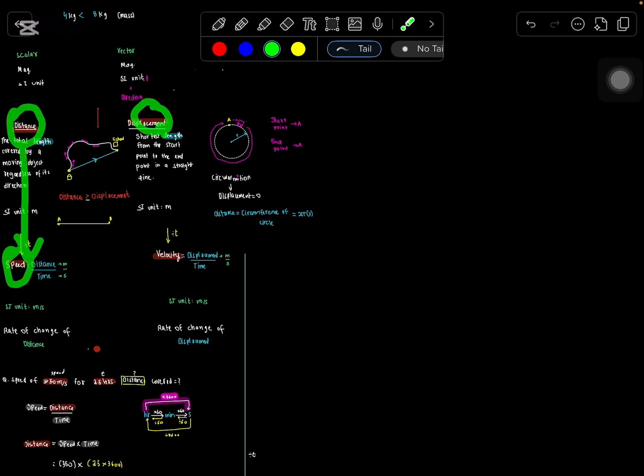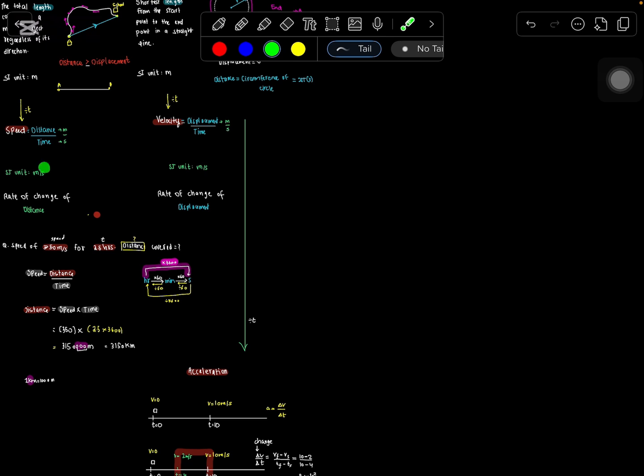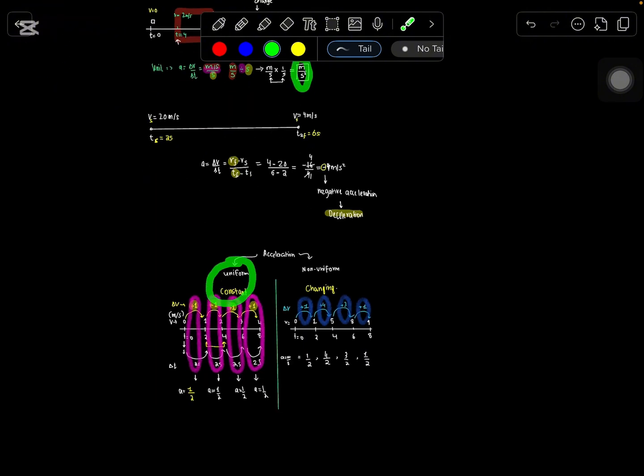Now, if you divide distance by time, you get speed. If you divide displacement by time, you get velocity. If you divide velocity by time, you get acceleration. Okay? So the standard unit for speed is meters per second. For velocity, it's meters per second. For acceleration, it's meters per second squared. And then we have uniform and non-uniform acceleration. Uniform acceleration is constant acceleration, and non-uniform acceleration is changing acceleration.